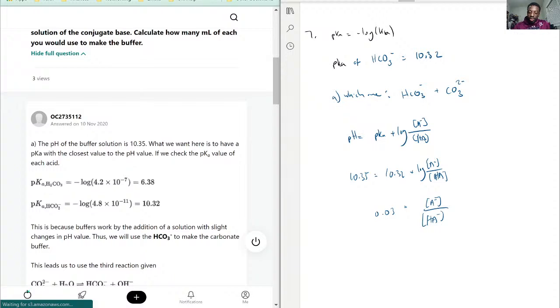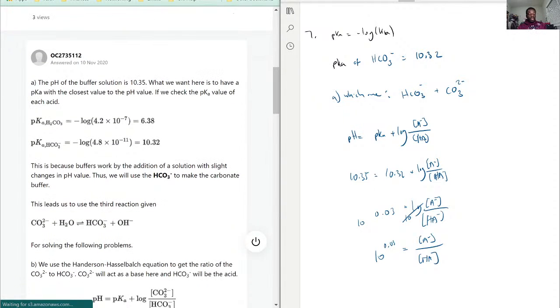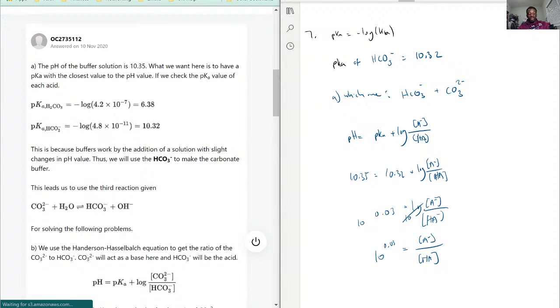Log. There we go. And that means exactly. So then when we do 10 to the power of, logs cancel out. So it'll be 10 to the power of 0.03 is equal to A minus over HA. So in this one, we're missing the logarithmic part. So here, as you can see, equals that. And so with that being said, 10 to the power of 0.03, well, to be more specific, 10.35 minus that answer.